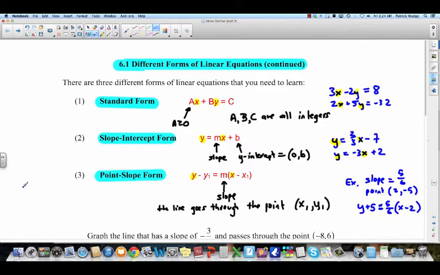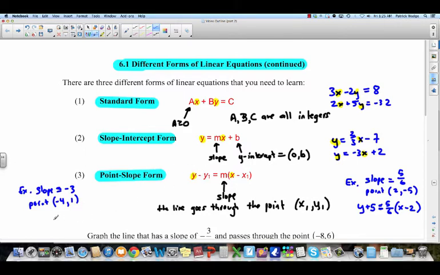Let me do one more example. Let's say a line has a slope of -3, and it goes through the point -4, 1. Okay, so slope and point. We don't have the y-intercept, so we have to use slope point form.